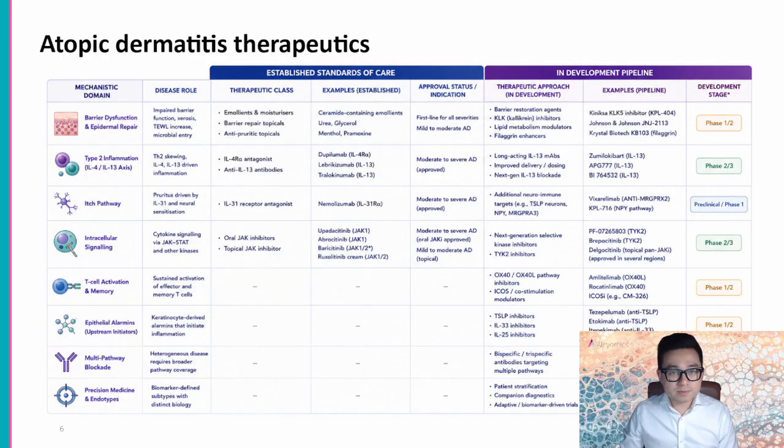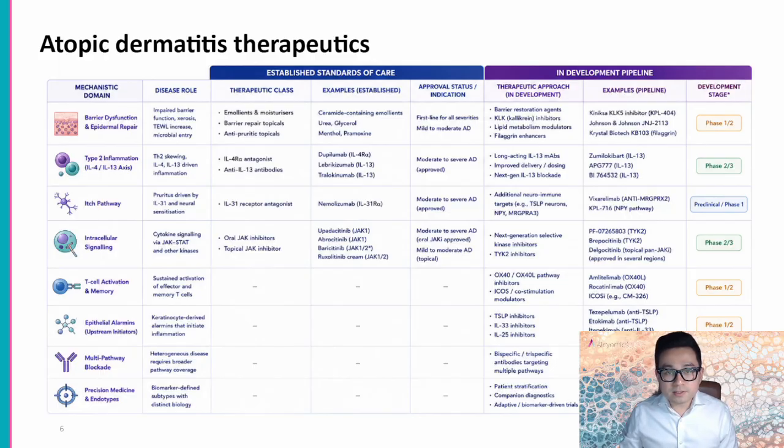The current landscape is broad and mechanistically diverse. There are physical interventions in the form of emollients, moisturizers, and barrier repair topicals containing active compounds as a first-line therapy against mild to moderate AD. Then there are biologics that target IL-4 and IL-13, for example, including Dupilumab through IL-4 receptor alpha, and others that more selectively target IL-13.